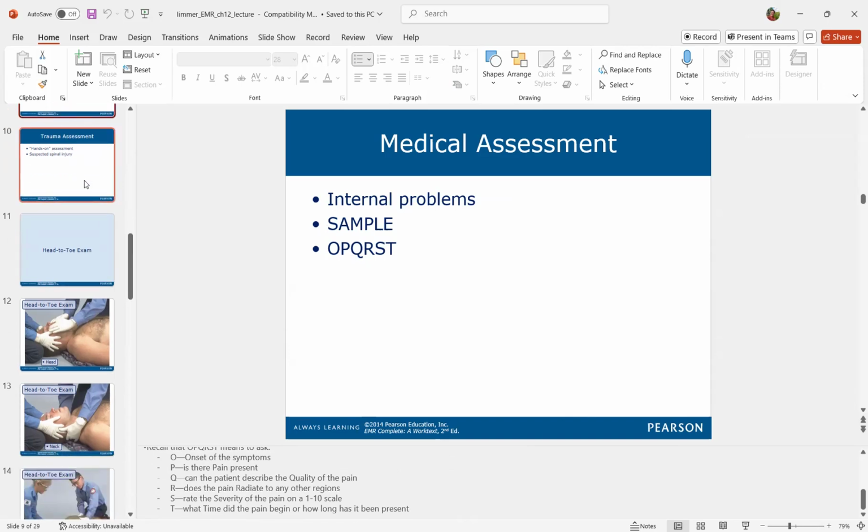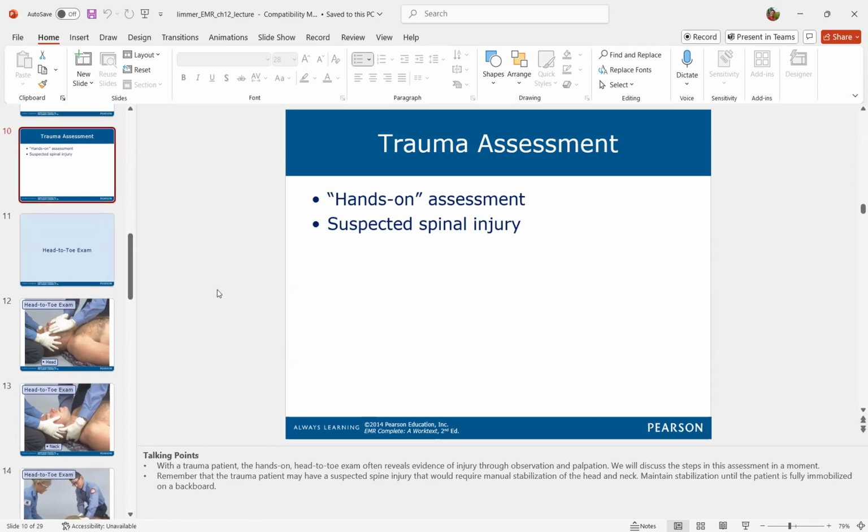And I have some handouts for these two that break these down as well, that I gave you. Trauma is a little bit different. That's more of a hands-on assessment for people doing a head to toe, which often reveals evidence of injury through us observing and palpating. So looking and listening and feeling. Trauma patients also might have a suspected spine injury that requires manual stabilization of the head and neck. So if they do have anything going on with their head, their neck, their back, we're going to manually stabilize their head and then eventually put on a C-collar and backboard them.